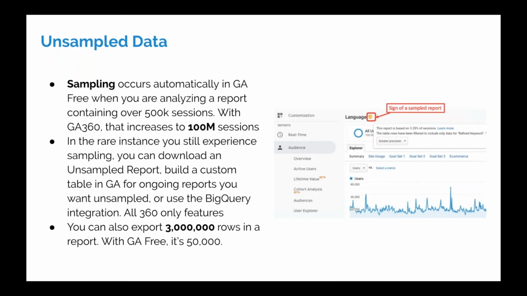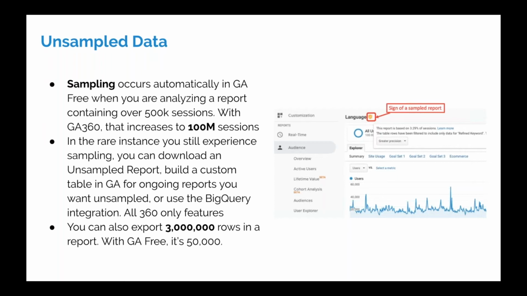Now, even with Google Analytics 360, you can still experience sampling. So there are 3 ways of getting around that. You can either download an unsampled report. You can build a custom table in Google Analytics if there's an ongoing report that you constantly want to have unsampled, then that's another option for you. And then of course you can also use that raw hit level data in BigQuery. And regardless of the route you go, those three routes are all 360 only features.